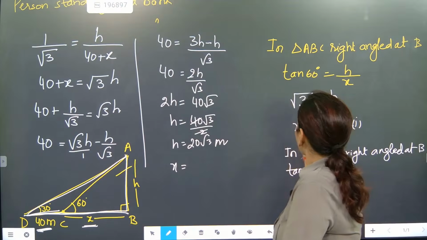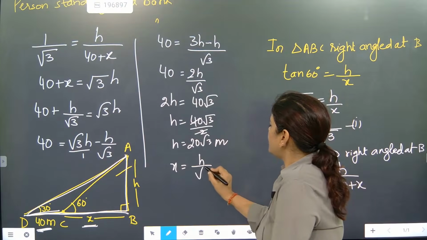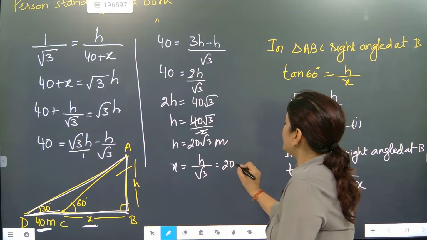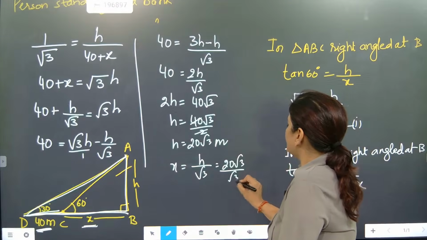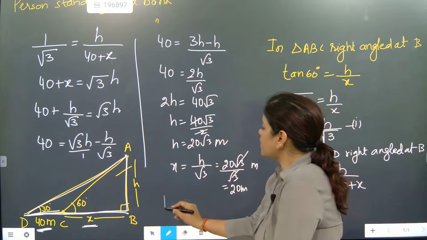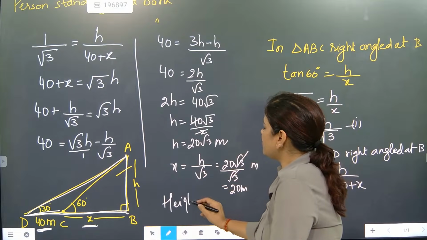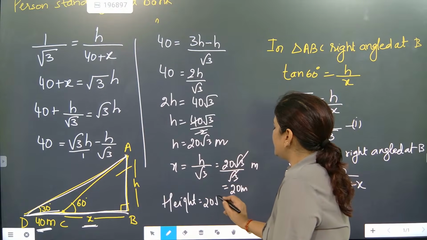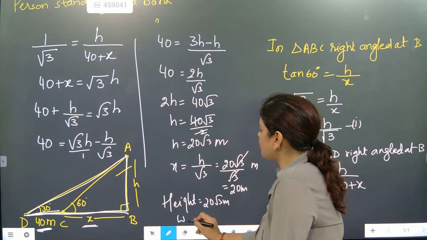x is h by root 3. So 20 root 3 divided by root 3, that means what? So height of tree is 20 root 3 meter. And width of river is, beta?